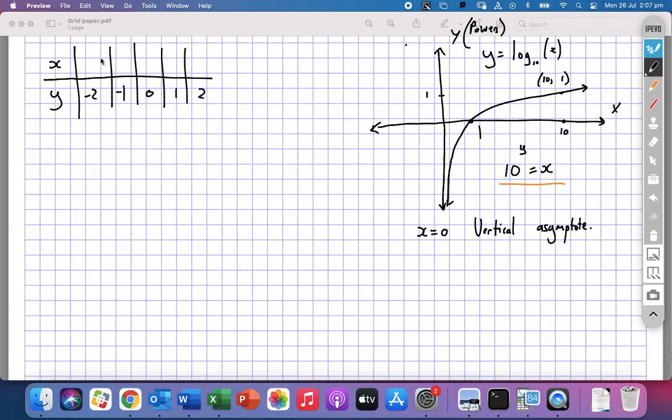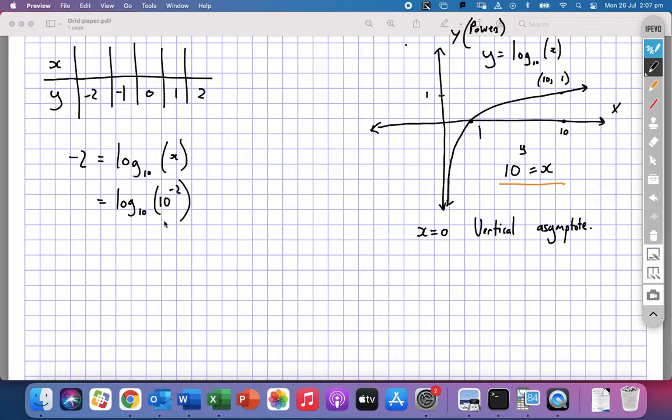So in terms of a table of values, it can be quite helpful if you're graphing logs to set them up differently like this and put whole numbers into your y's and think, well, right, minus 2 equals log in base 10 of x. Or how do I get that? Okay, maybe we could think of it this way.